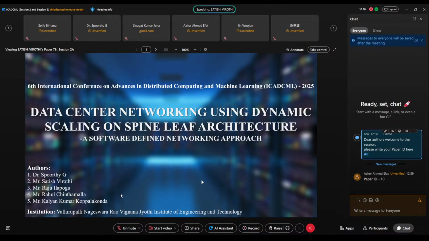Our research paper titled Data Center Networking Using Dynamic Scaling in Spine Leaf Architecture primarily focuses on facilitating improvements in east-west traffic within data centers. To be clear, east-west traffic refers to the network traffic that flows within the data center, in contrast to north-south traffic, which flows from the data center to external networks.